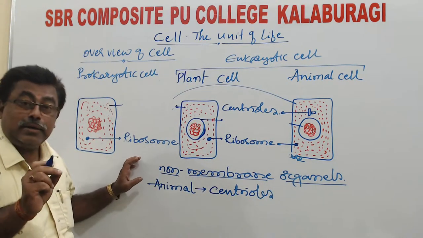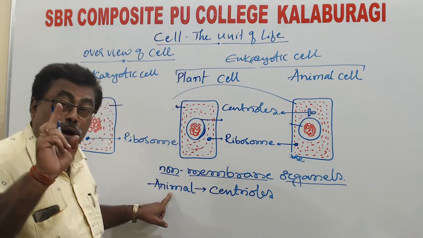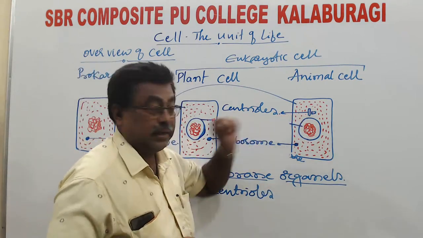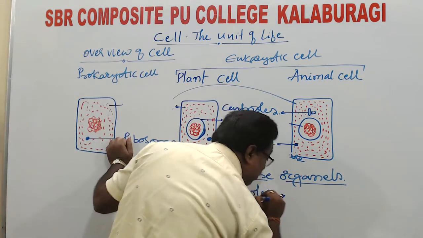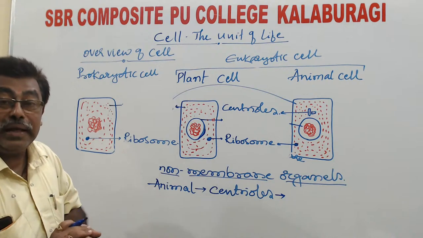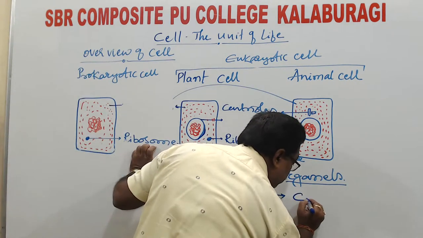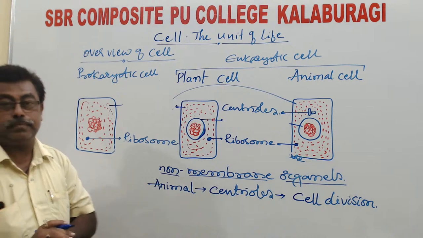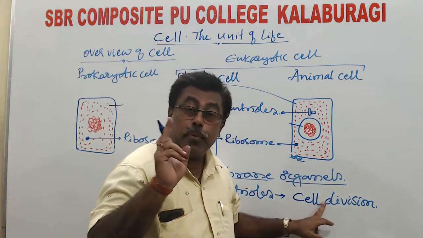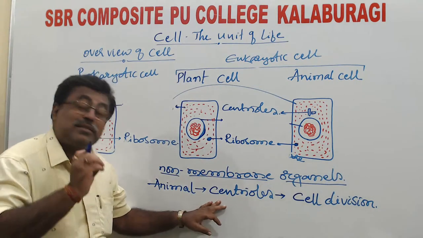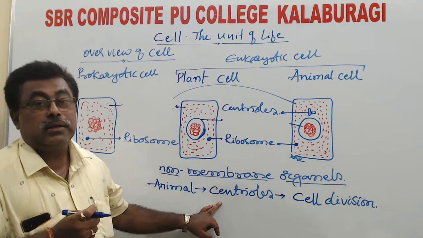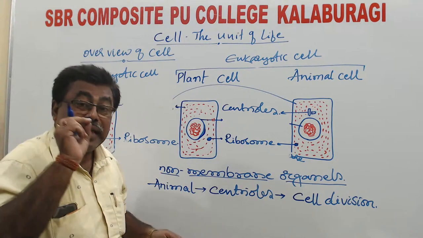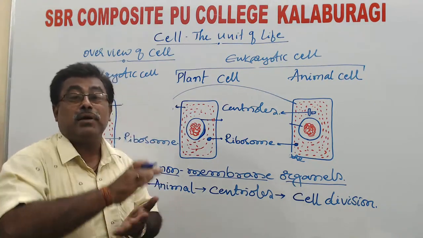Okay, only in the animal cell it consists of one more non-membrane organelle that is called centrioles. It is present here. This centriole will play an important role during cell division. The centriole will produce the spindle fibers, and those spindle fibers will help in the movement of the chromosome.